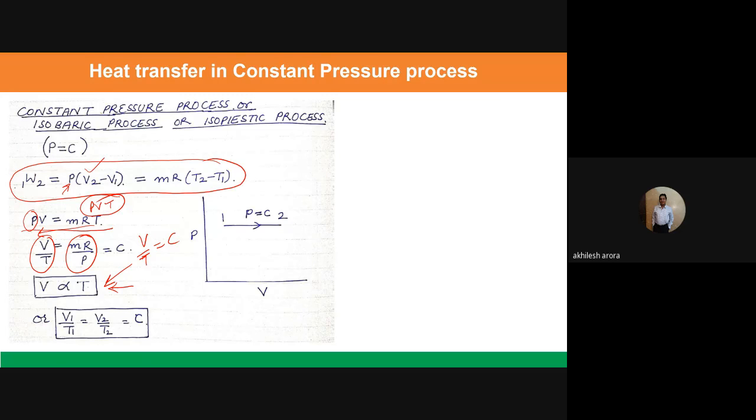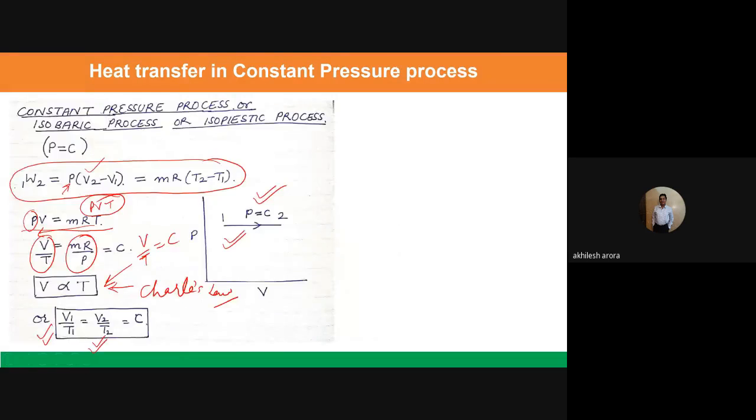Does anybody know what this law is known as in chemistry? You must have studied it. It is Charles' law. Okay. So now this is the constant pressure process 1 to 2. And if I want to apply this equation, V by T is equal to constant, for this particular process 1 to 2, I can write V1 by T1 is equal to V2 by T2 is equal to constant.